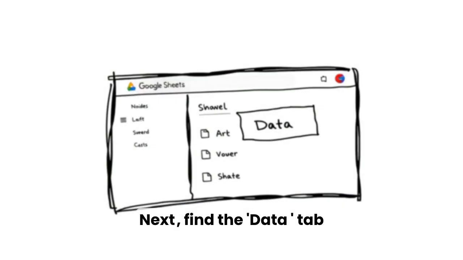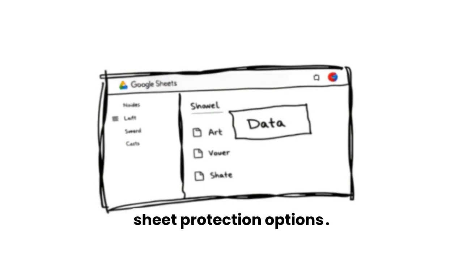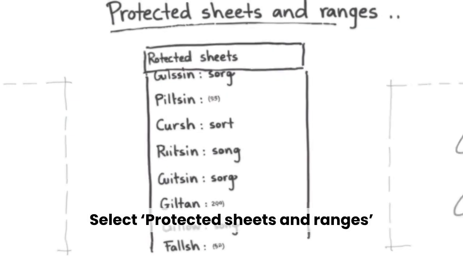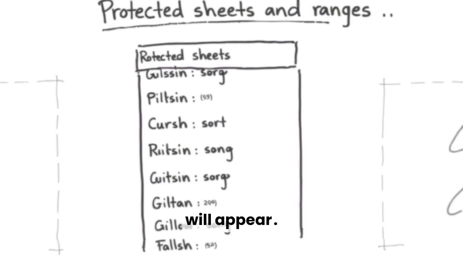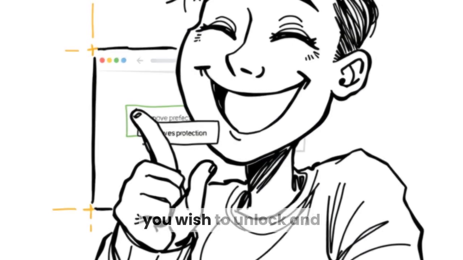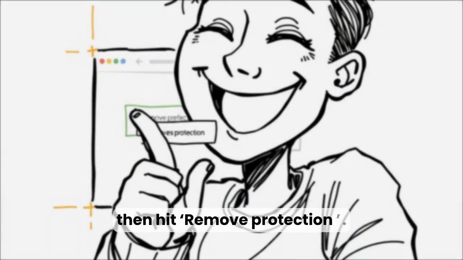Next, find the Data tab at the top menu. Click on it to access sheet protection options. Select Protected Sheets and Ranges from the drop-down. A list of protected sheets will appear. Click on the protected sheet you wish to unlock and then hit Remove Protection.